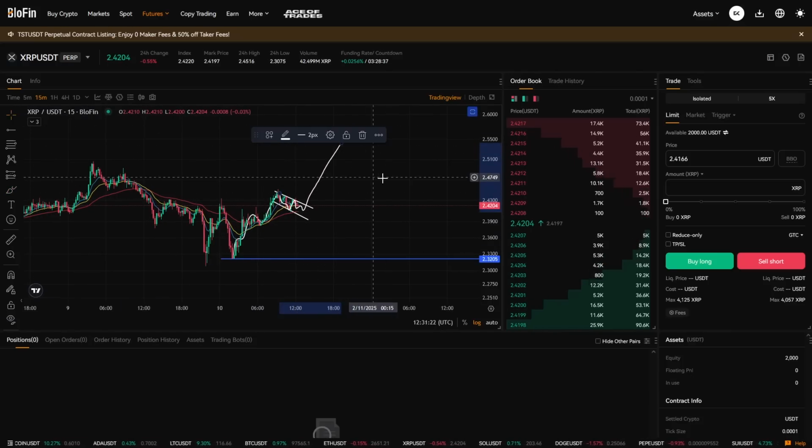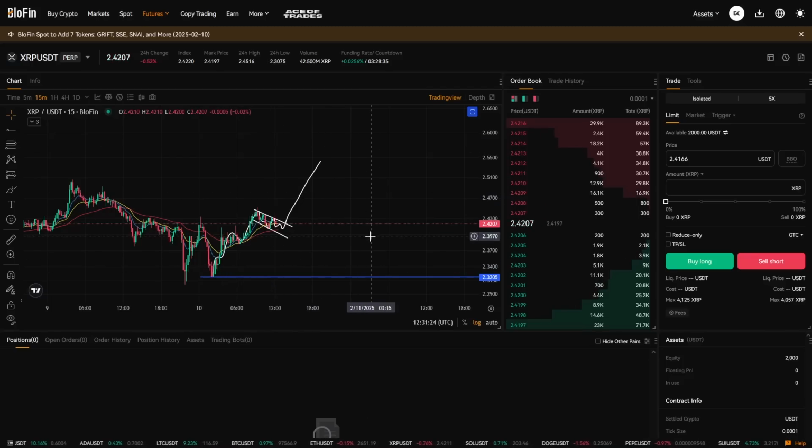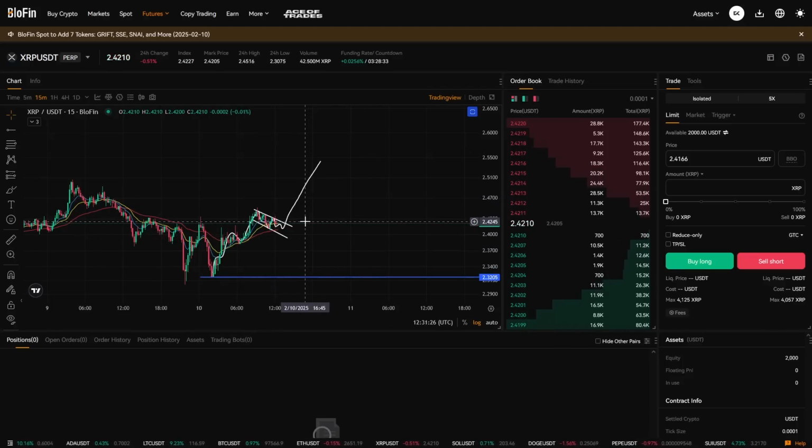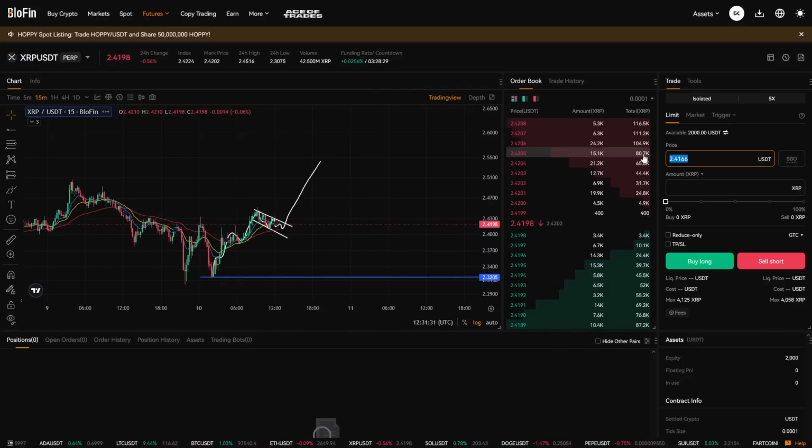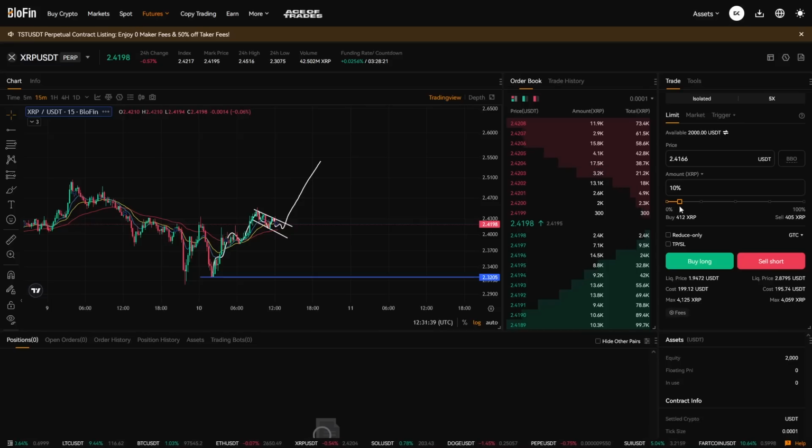We could say, okay, we think XRP is going to go long, we think it's going to go out. So what we would do, we would bid right now. So we'll copy that, copy price, paste it into here, and we're going to bid right now for XRP. And what we're going to say is we're going to use isolated 5x, and we're going to put roughly 10% of our pool in there, basically our wallet.